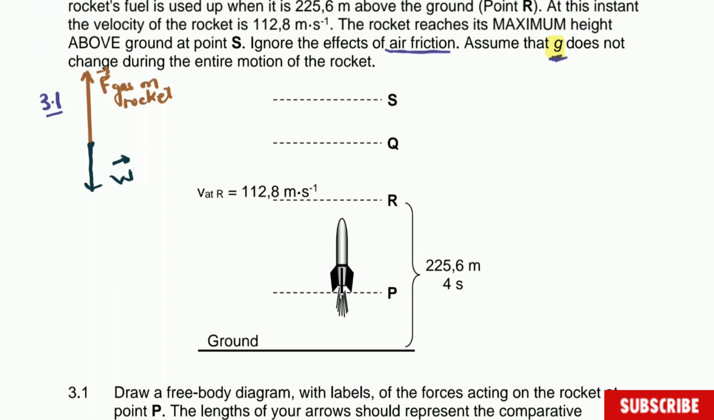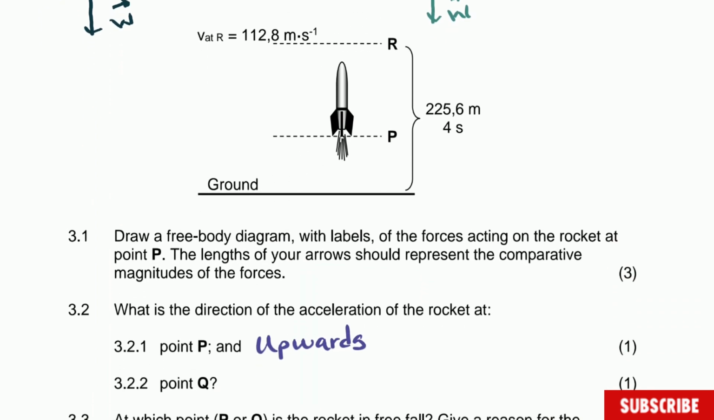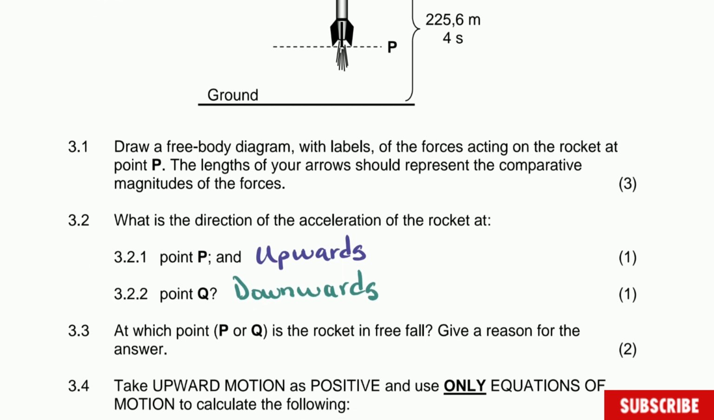Now at point Q, the rocket is no longer moving upward with the gases acting on it. So it's moving upward as a projectile. The only force acting at point Q will be weight. Then it's a projectile, and therefore the acceleration is downward. So at that point, the acceleration is downward.